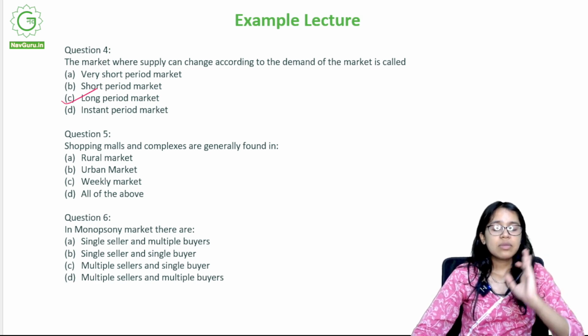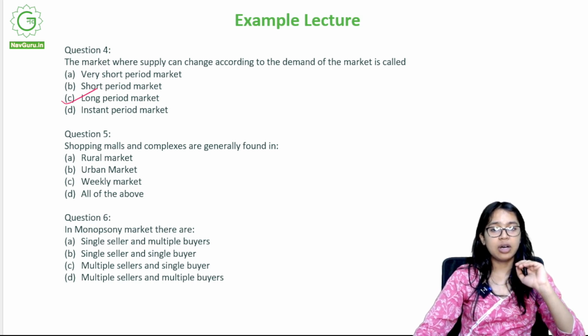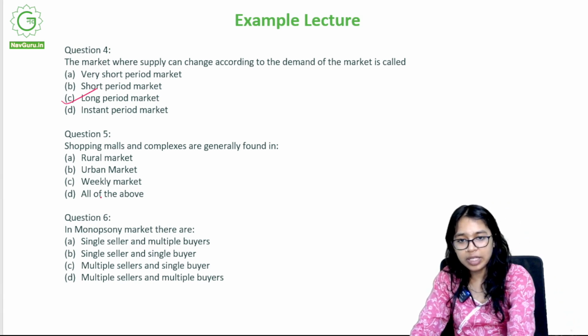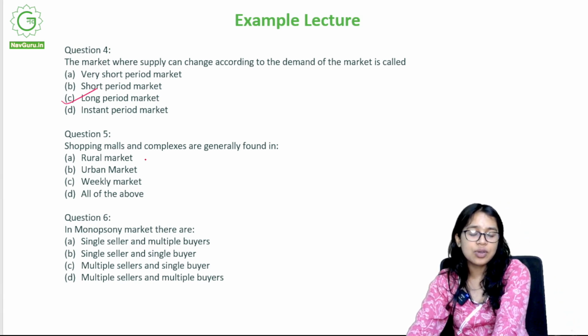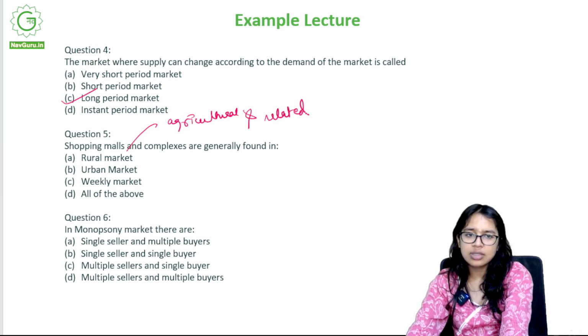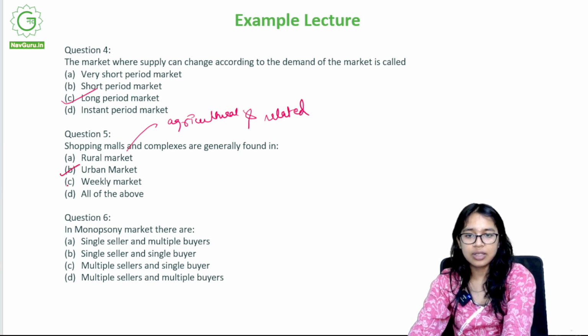Okay, shopping malls and complexes are generally found in... So where are shopping malls and complexes generally found? A rural market, urban market, weekly market, or all of the above. Weekly markets do not have the scope of having a shopping mall because they only operate once a week. Rural markets do not have the scope because they usually sell agricultural and related goods, or just some goods like clothes and some necessary goods. The right answer is B, urban market.